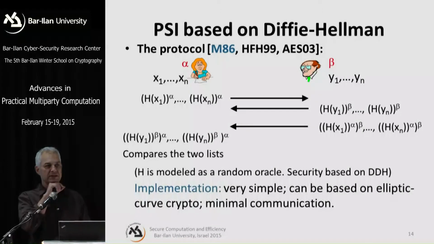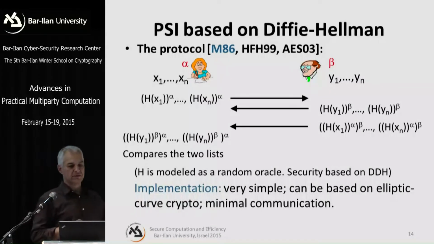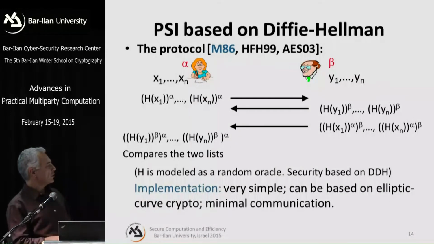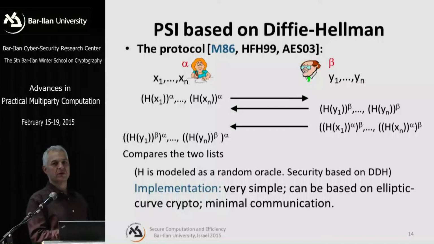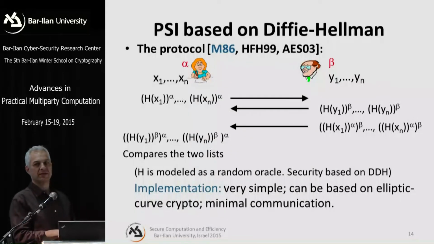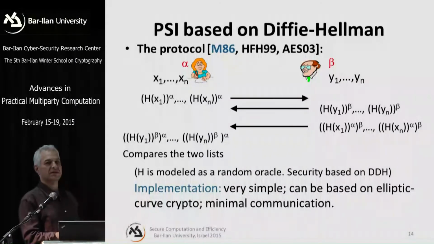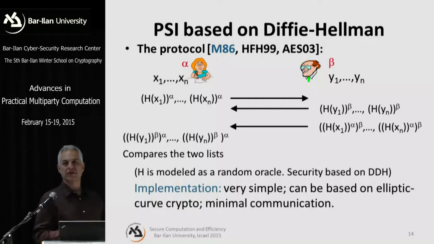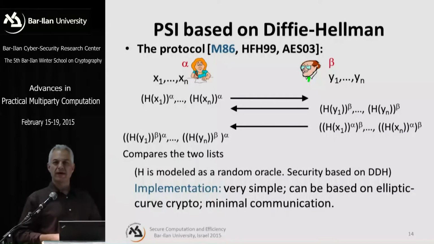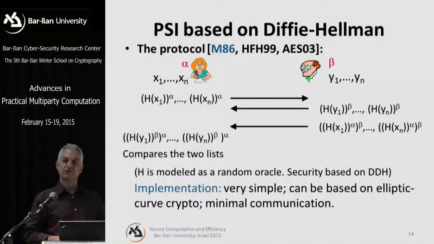You can also implement exponentiations based on elliptic curve crypto, and then it's very efficient. Also, for the communication, you just send elements in an elliptic curve, so the communication here is very small. It's actually ideal. In none of our protocols are we able to achieve communication as small as in this protocol. Perhaps in the last one we're able to improve by a little, but that's about it. So it's a very simple protocol to implement, and it has very little communication.